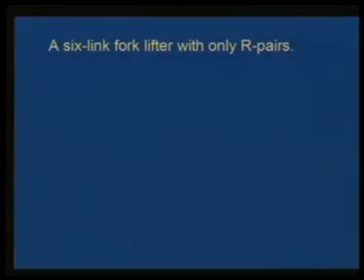Let us now discuss the details of the design of this 6-link forklifter with only revolute pairs, the model of which we have just now seen. We will achieve this design by a process which we can call a multi-stage synthesis. That means the techniques that we have already learned for path generation, motion generation and function generation will be applied in a number of stages to get to the final design.